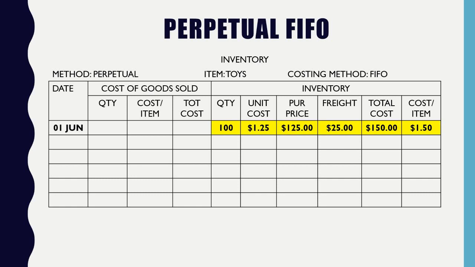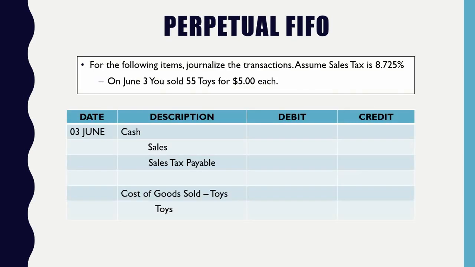And I'm going to use colors so we can keep track of where the items are going, okay? Because in this case, I don't have my inventory on hand section. So then the next thing that happened was on June 3rd, you end up selling 55 toys for $5 each, okay? Remember, my selling price and the cost per item are two different things, right? So in this case, I have to recognize what I sold first at my selling price of $5.